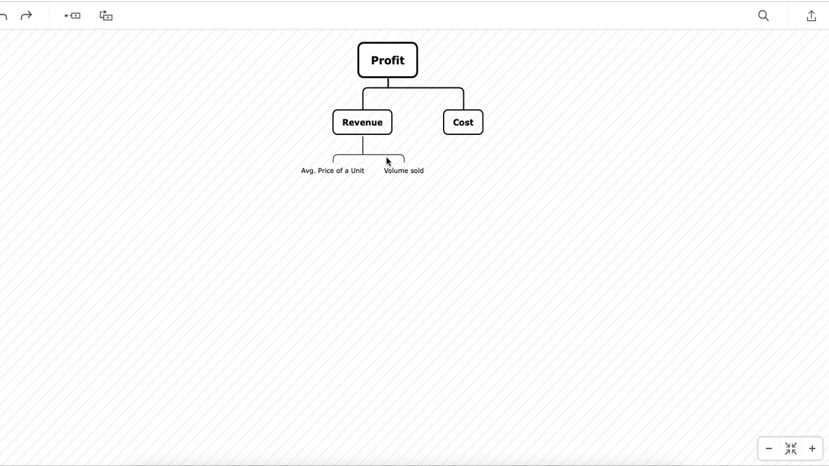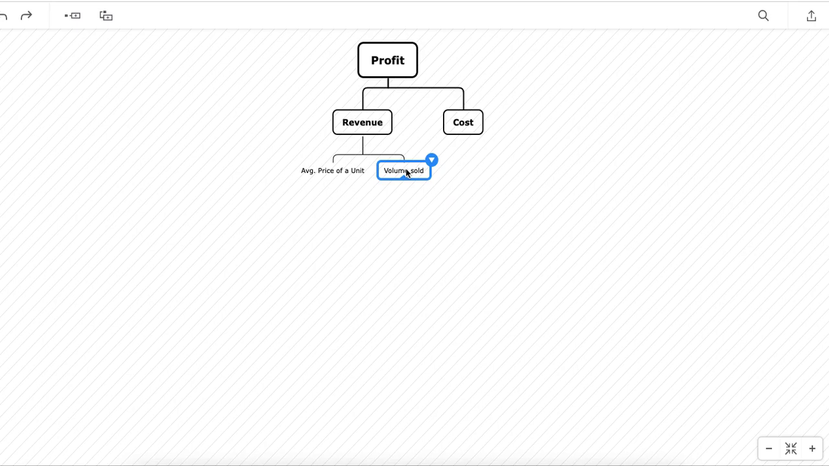So mostly a company loses volume sold. In most of the cases, you will be asked about a company that is losing volume sold. Not to exclude the case where the average price of a unit is going down, but just for the sake of taking a standard route, I'll be going from here. So how can a volume go down? Volume can go down for two reasons.